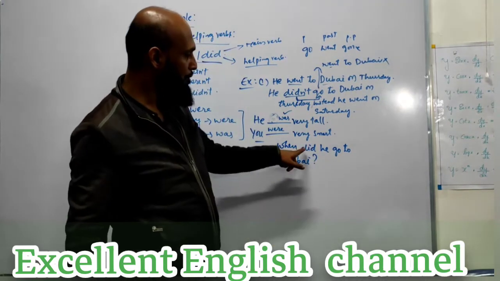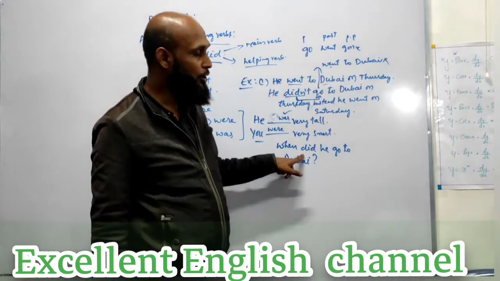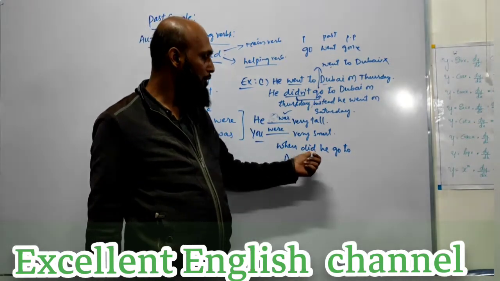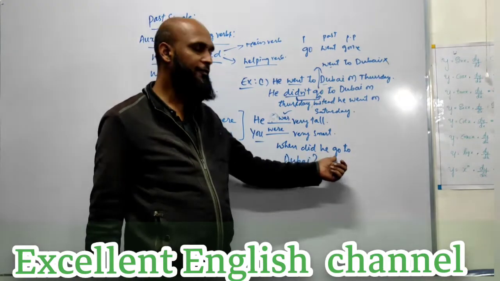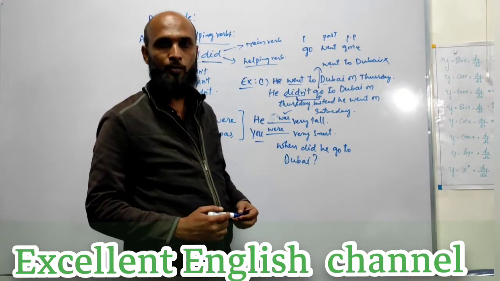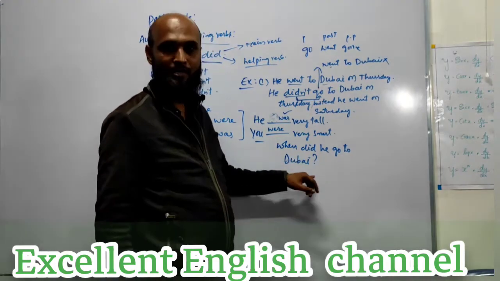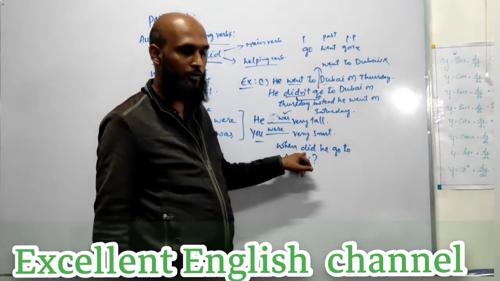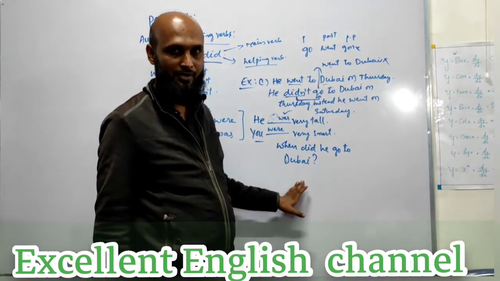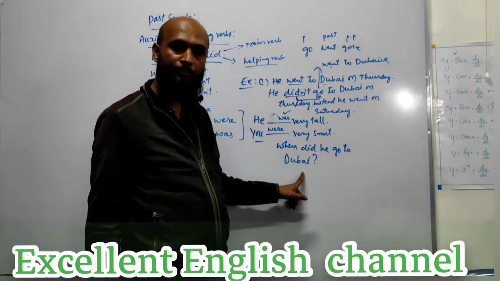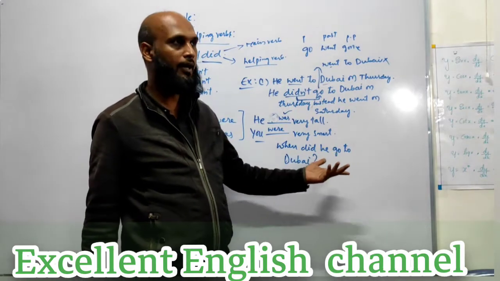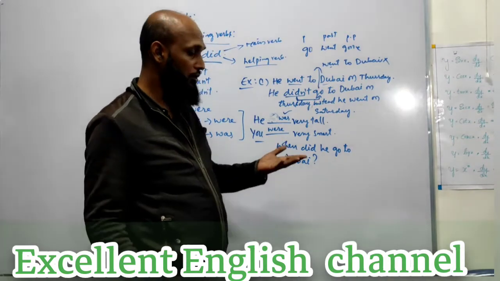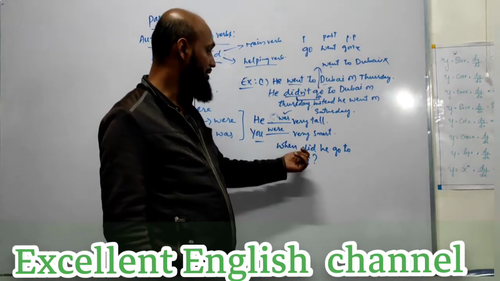Alright? See, you're using did here as a helping verb and go as the main verb. As I told you, whenever you use did as a helping verb, you have to use the present form of the verb to complete the sentence. So when did he go to Dubai? Did is the helping verb and go is the main verb here in the sentence. So when did he go to Dubai? You can say that he went to Dubai on Saturday. Alright? So helping verb here: did.